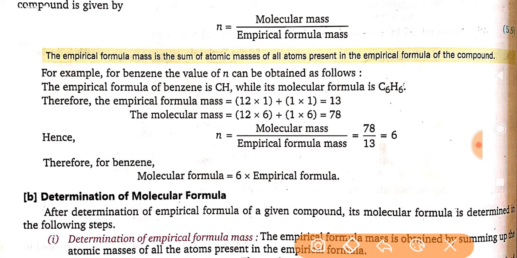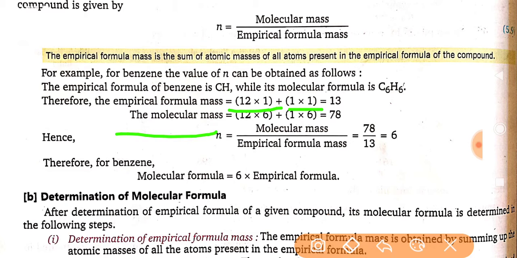The empirical formula of benzene is CH. We already discussed this last week. Hope you remember how this empirical formula CH has come, while its molecular formula is C6H6. Therefore, the empirical formula mass will be 12 into 1 plus 1 into 1. Carbon's atomic mass is 12 and hydrogen's is 1, so it becomes 13.